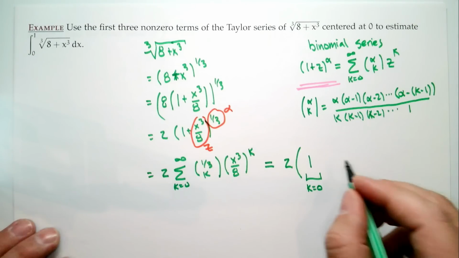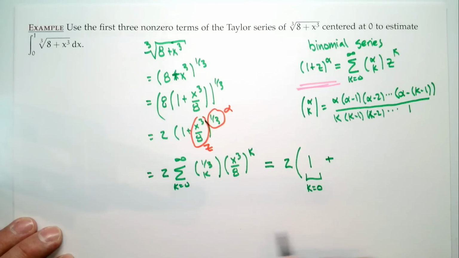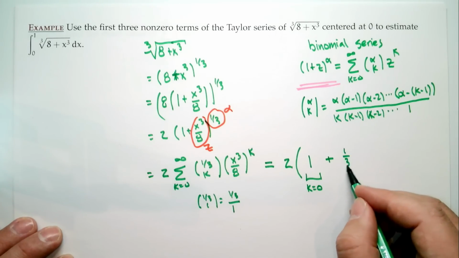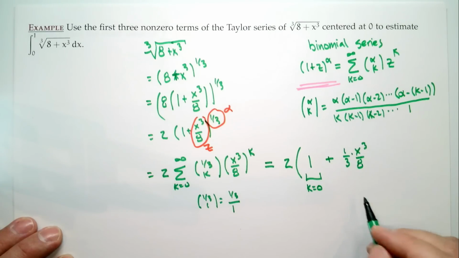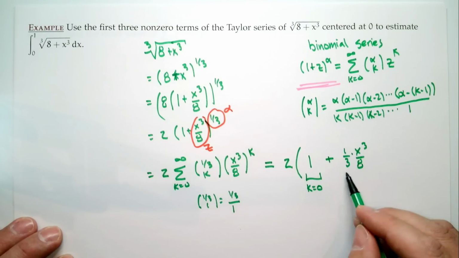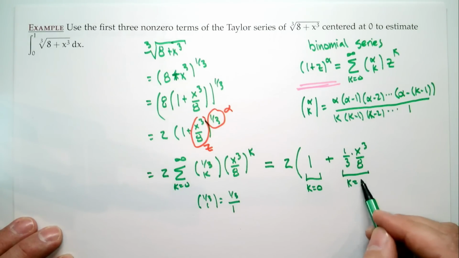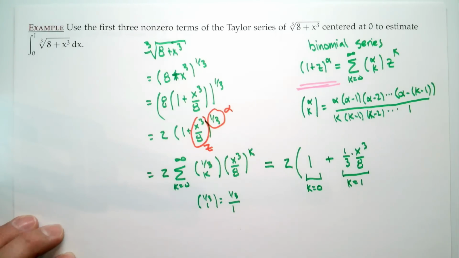Now you go to your next term. The next term is k equals 1. So I get 1/3 choose 1, which is 1/3. Well, that's one term upstairs, so I'm done. Downstairs I get 1, which is one term, I'm done. So 1/3 times x cubed over 8, because that's to the 1 power. There's my k equals 1, so there's my second non-zero term.